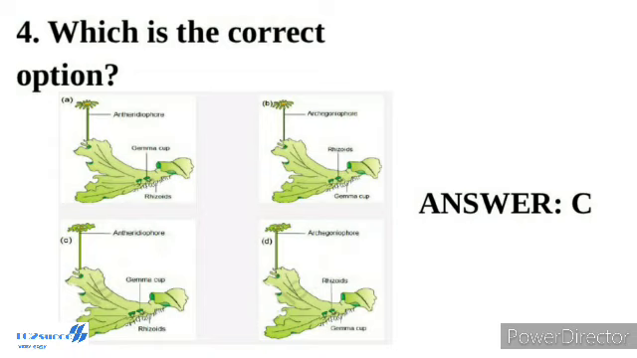Some cells of the sporophyte undergo reduction division to produce haploid spores. These spores germinate to produce gametophyte. So the correct answer is option C.